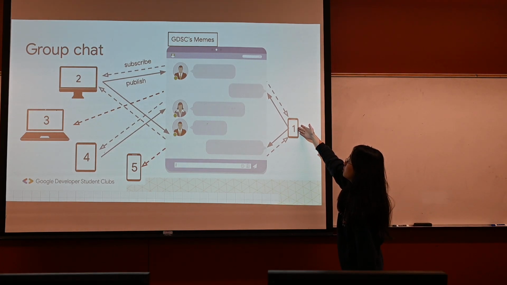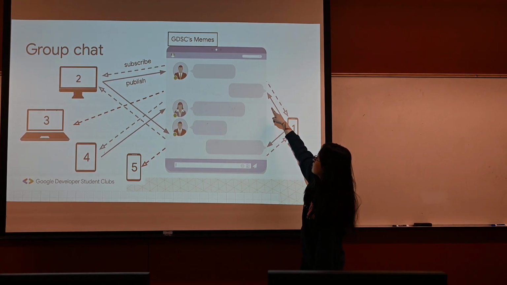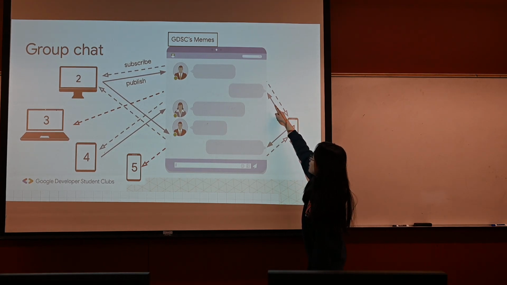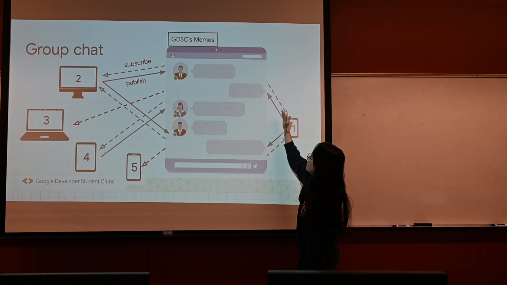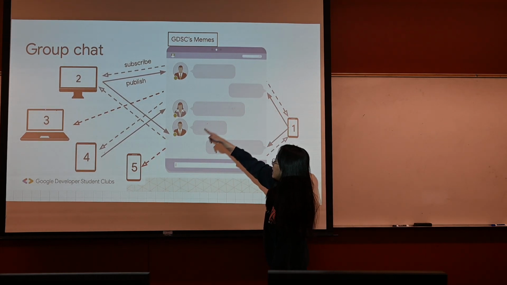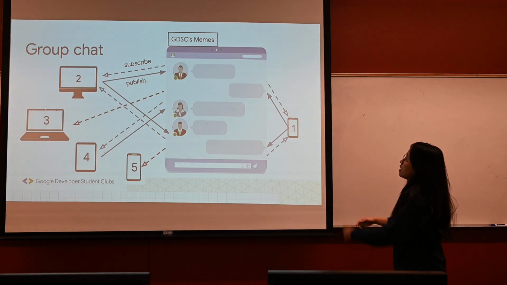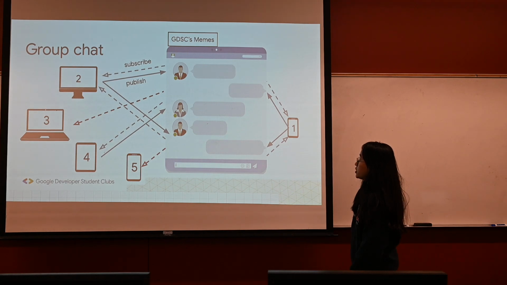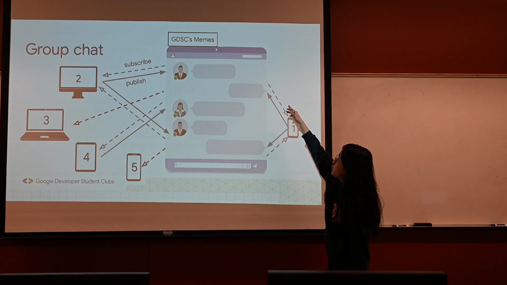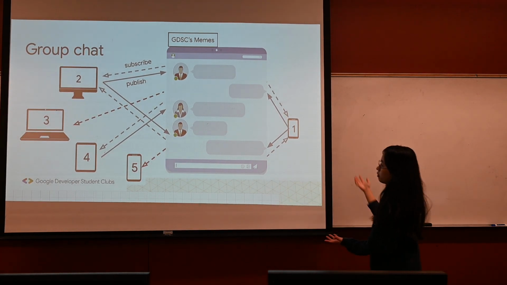So say I am person one, and I send the message. This arrow is saying published, just like that. The solid one is the sending message. When I send a message right here, every single person in the group chat, because they are subscribing to the GDSC memes topic, will receive the message that I sent. If person two also sends a message to the group chat, I'll be able to receive that too. This is how it works.